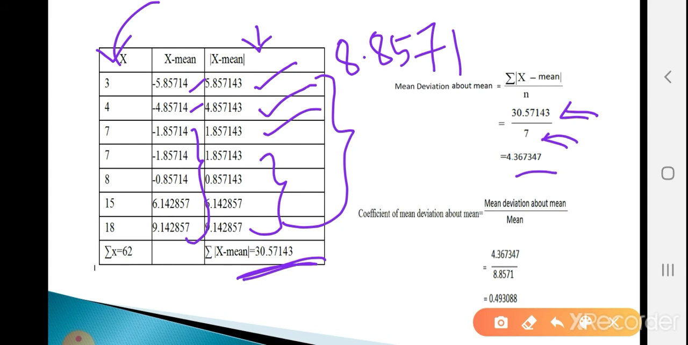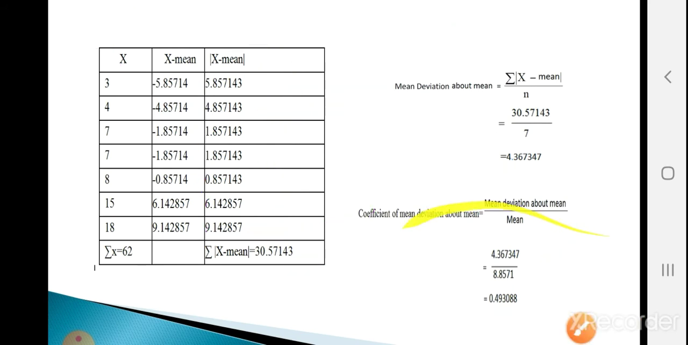4.367347. Now, calculate the relative measure of mean deviation about mean, that is the coefficient of mean deviation about mean. The formula is mean deviation about mean divided by mean. What is the value of mean deviation about mean? The value is 4.367347. What is the value of mean? 8.8571. So, just plug the values in the formula. 4.367347 divided by 8.8571. So, the value of the coefficient of mean deviation about mean is 0.493088.